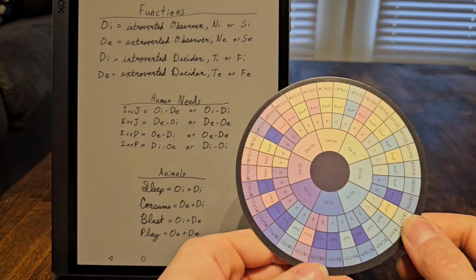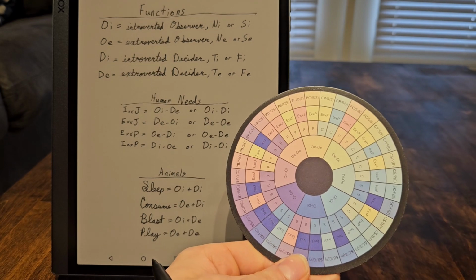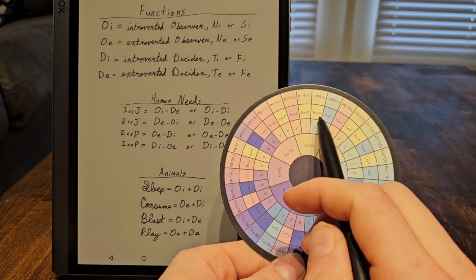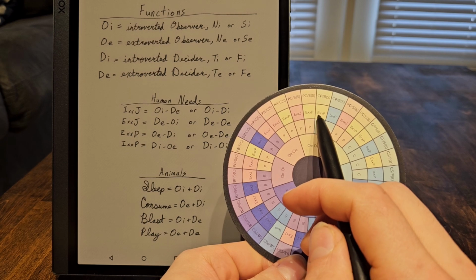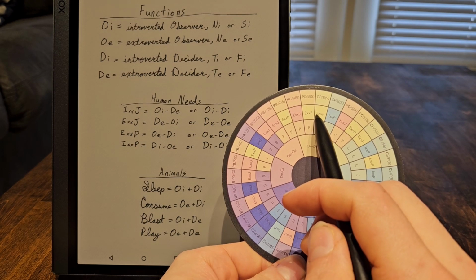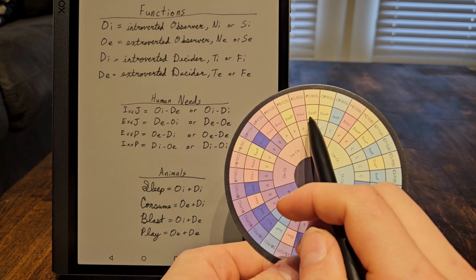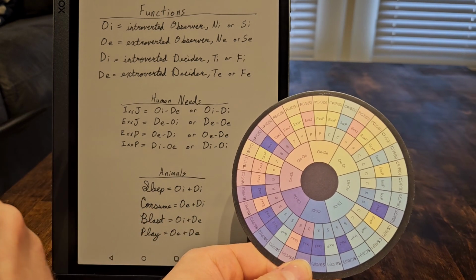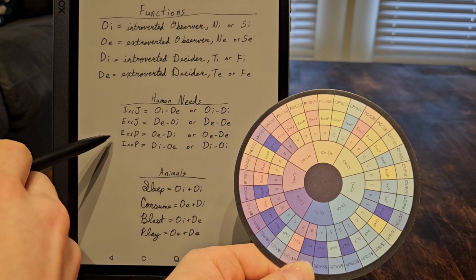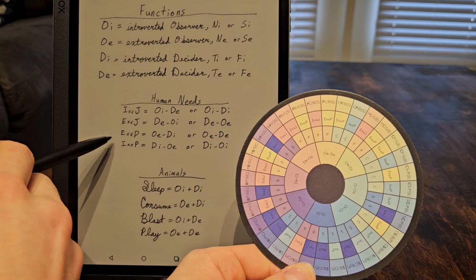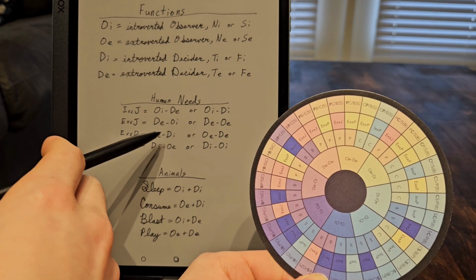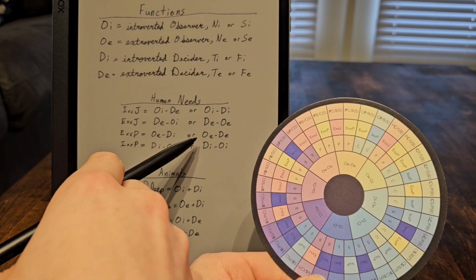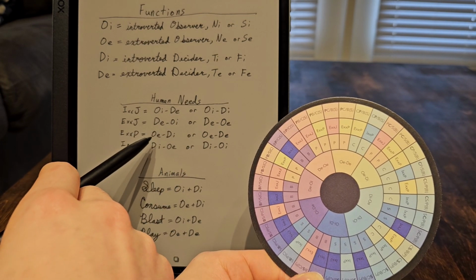And then something else to keep in mind is that this ring, which represents the human needs, has a lot of variance in it, right? So if you're an EP, someone who's an EP over here, what that means is that they are going to either have OEDI as savior functions, or they're going to have OEDE as savior functions.